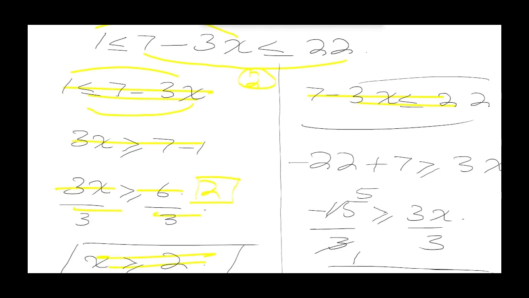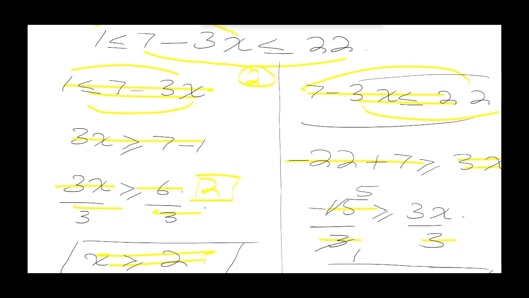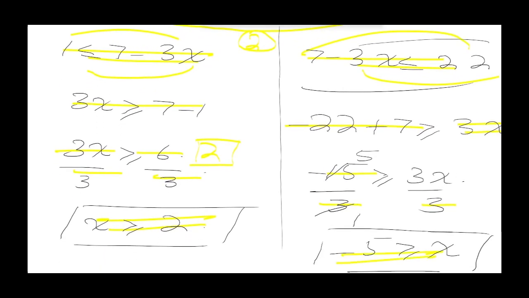But if you look at the second inequality, it is 7 minus 3x and that is less than or equal to 22. So the 3x will move to the right while the 22 will move to the left. So here we have minus 22 plus 7 and the sign also gets changed from less than or equal to greater than or equal to 3x. So now we have minus 15 is greater than or equal to 3x. So 3 gets divided on both sides. As we know, 3 5s are 15. So our answer is negative 5 is greater than or equal to x. So this is our final answer.